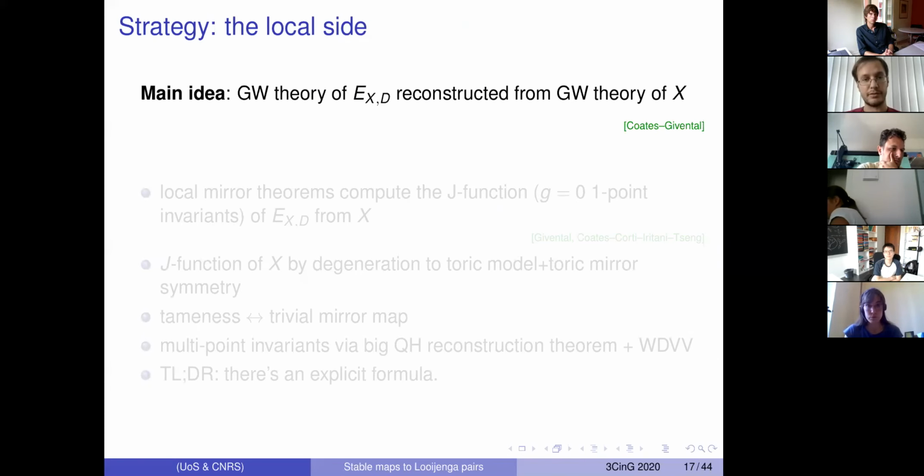And the strategy behind this, on the local side, essentially borrows from two of the main solvers of Gromov-Witten theory. On the local side, the main idea is that the Gromov-Witten theory of the total space can be reconstructed from the Gromov-Witten theory of the zero section X through ideas going back to Kontsevich and Givental in the mid-90s, and then formalized in Tom's thesis in 2001.